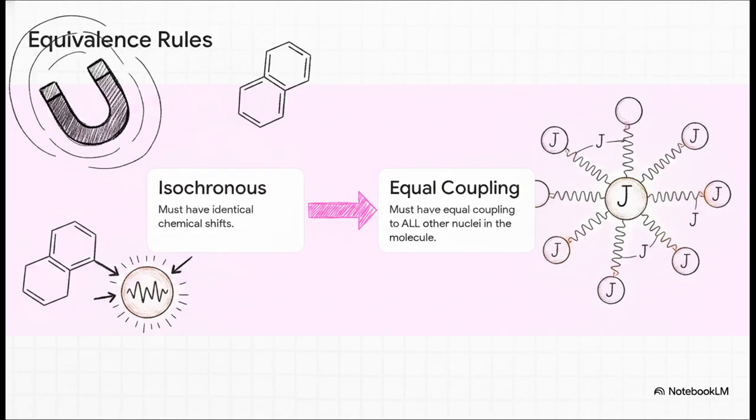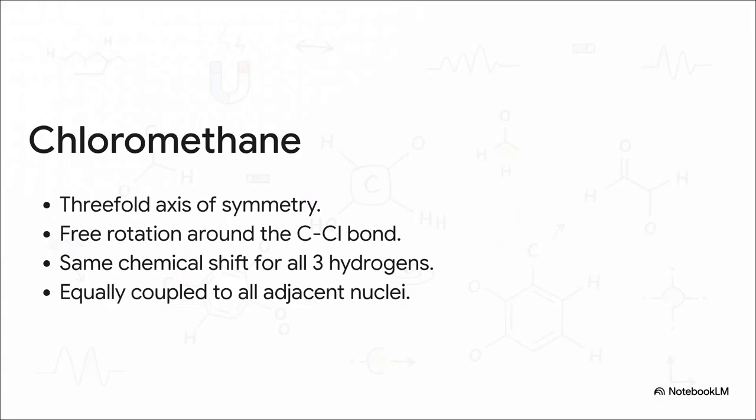I'm going to say that one more time because it is absolutely crucial. They must have equal coupling to all other nuclei in the molecule. Their J values to any specific neighboring atom have to be perfectly identical. Let's look at a perfect example of a molecule passing with flying colors, chloromethane. It has a beautiful threefold axis of symmetry and free rotation.